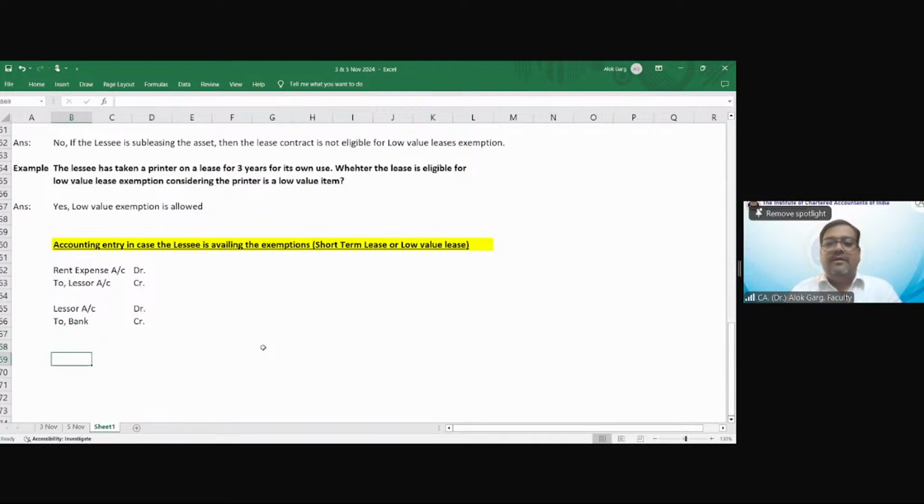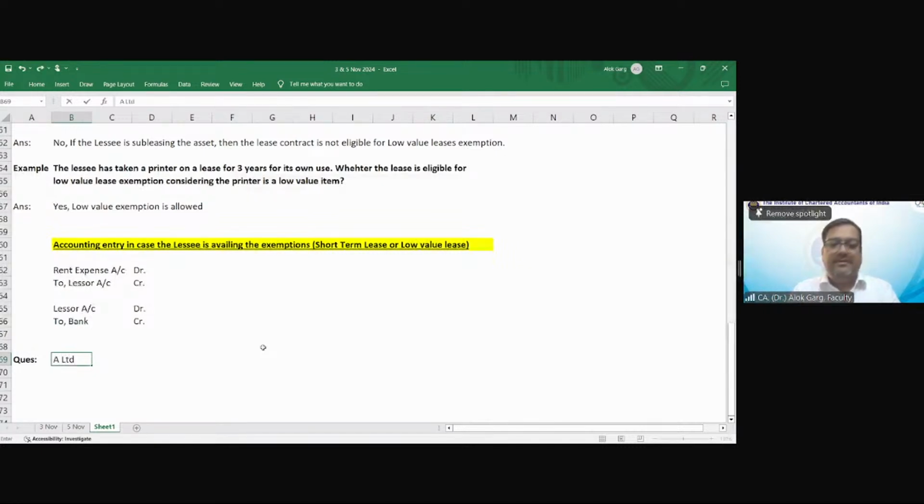Very good. Now let's do a question. What is meant by systematic basis? It says that whenever you're taking an exemption, you have to charge your rental expenses on a systematic basis. What is meant by systematic basis? On a straight line basis, right? It should reflect the expense recognition against the value of benefit that we have derived from the use of the asset, to match that. Let me explain with the help of this question.